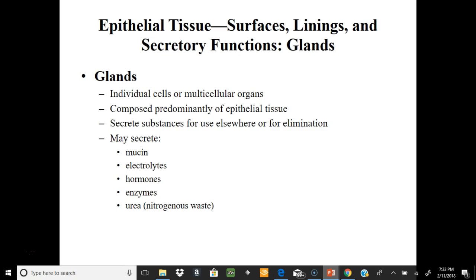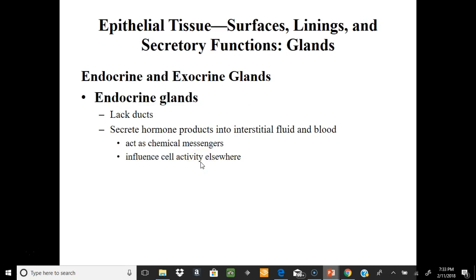There are exocrine glands, and then there are endocrine glands. Exocrine glands secrete things like mucins or electrolytes or enzymes or urea, whereas endocrine glands secrete hormones. In this semester, we don't tend to focus on endocrine glands. Next semester, we will. So, something you do want to know now, but that we'll talk a lot about in chapter 17, endocrine glands are ductless glands.